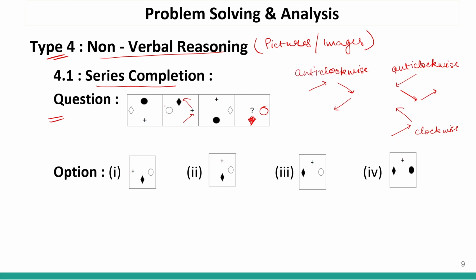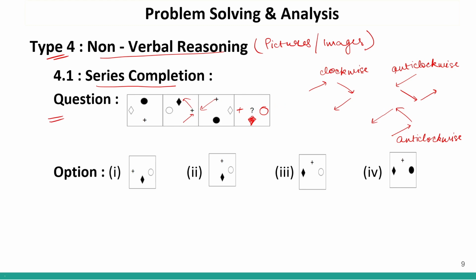The diamond was moving in a clockwise direction. Correct? This was moving in an anti-clockwise direction, and this is also moving in an anti-clockwise direction. The plus is moving in an anti-clockwise direction. So plus from here to here, then eventually it will come here. So if it comes here, plus will come over here. Okay, so 3 elements, 3 different positions.